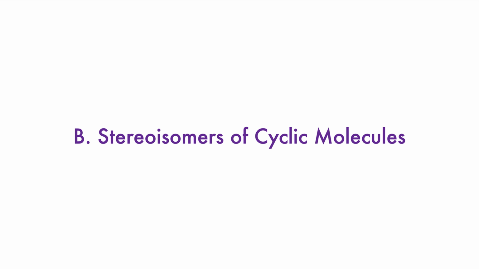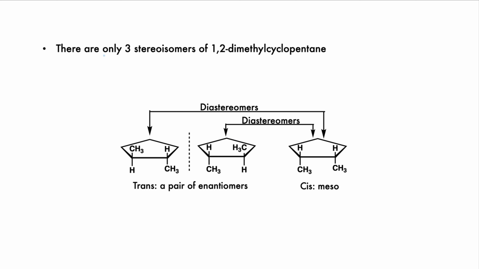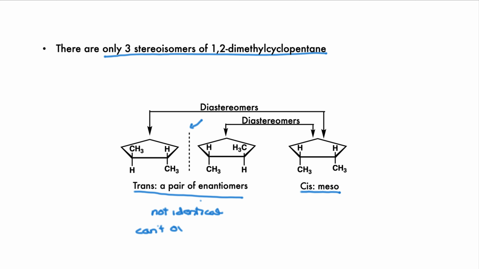Now let's talk about the stereoisomers of cyclic molecules. The molecule 1,2-dimethylcyclopentane exists as 3 stereoisomers: 2 trans enantiomers and 1 cis meso compound. If you draw the mirror image of the trans molecule, then you see they are not identical. They are enantiomers. If you take this first molecule and try to overlap it on the second, you discover the methyls point in opposite directions.